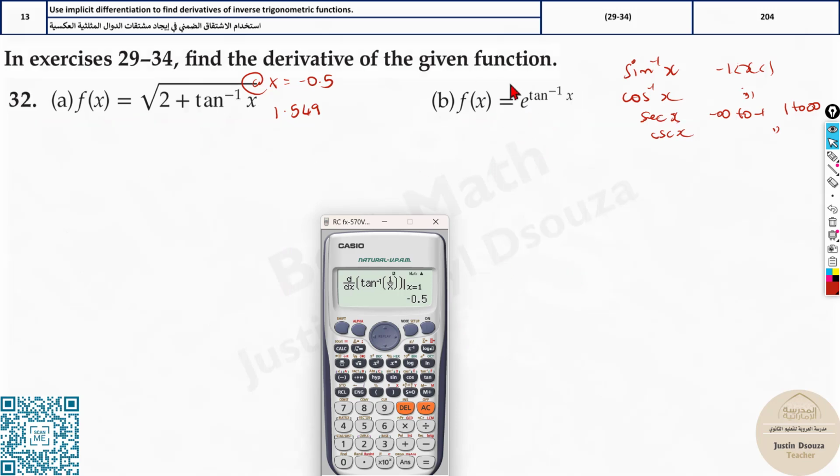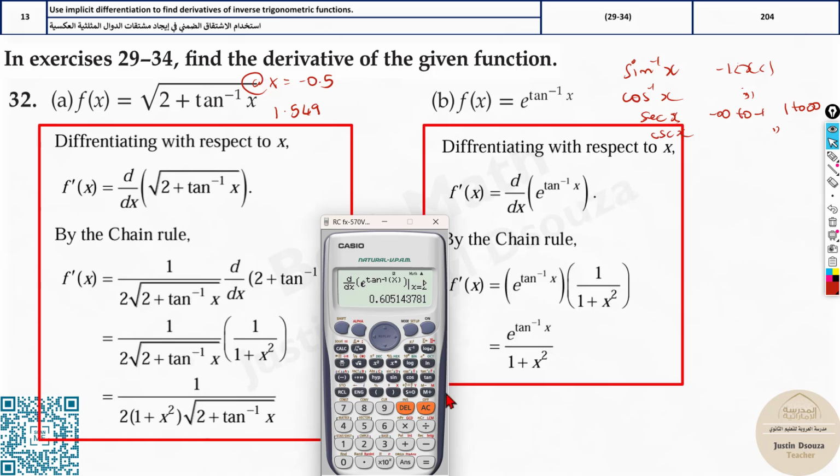Now I'll do this one over here. Shift ln gives you e, but look here, I need to derive this. So shift dy by dx. Now I need to press e to the power tan inverse of 1 by x. And I'll close the bracket over there, then done. Now since it's tan inverse, I can take any value. I'll take 0.605. I'm going to remember this, or you can write it down.